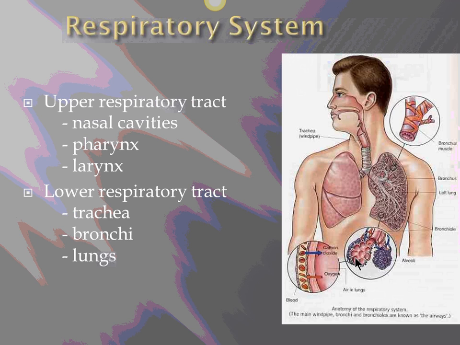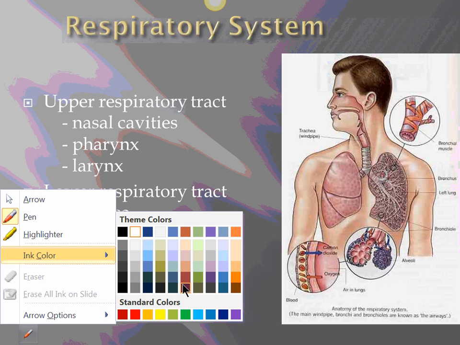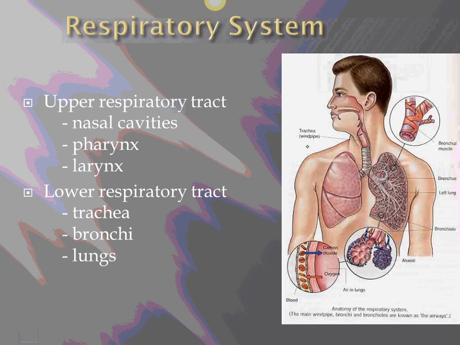So let's see how we divide the respiratory tract, and this is more for clinical purposes. It's divided into an upper respiratory tract and a lower respiratory tract. The upper respiratory tract, as you can see, is from the nasal cavity. This part here is the nasal cavity, the pharynx, and the larynx. So you come down till the larynx, and that's the upper respiratory tract.